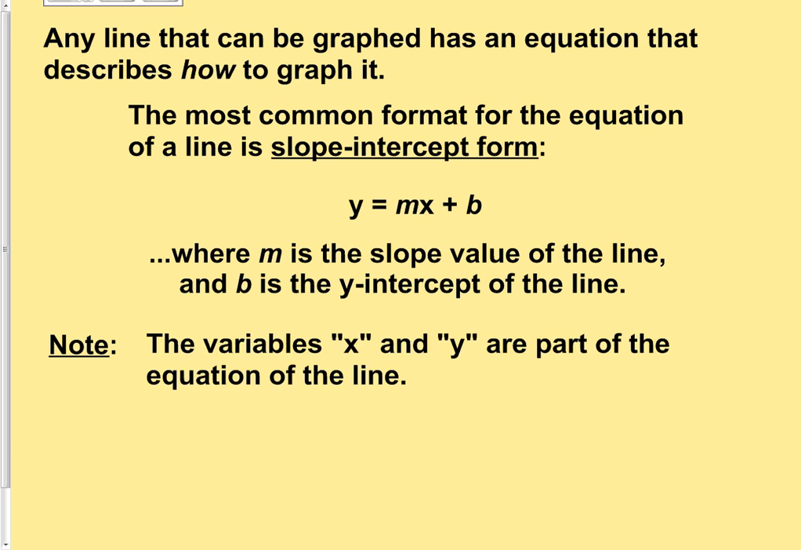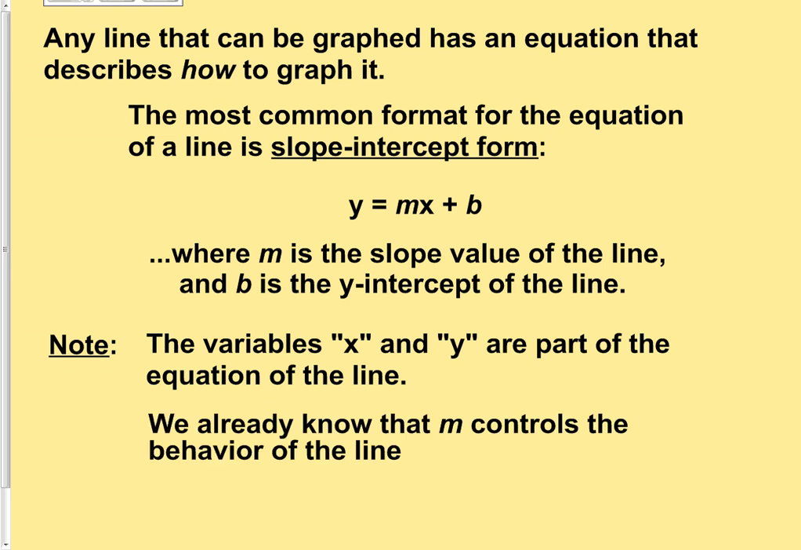A little side note here. The variables x and y are part of the equation of the line. In 99.9% of the equations that you see, you will always have the x variable as well as the y variable in the equation of the line, which makes sense because our lines are interacting in the Cartesian coordinate plane. They need x values and they need y values in order to do what they do. Just like our coordinates have needed x's and y's, our lines need x's and y's as well.